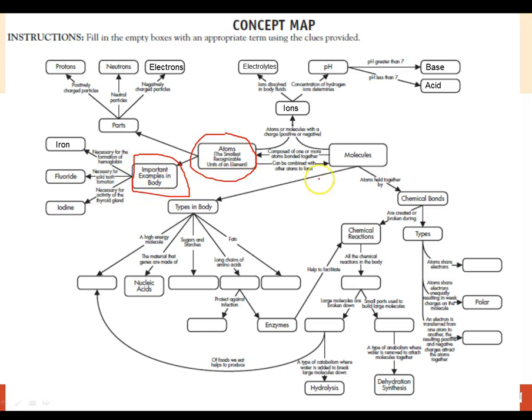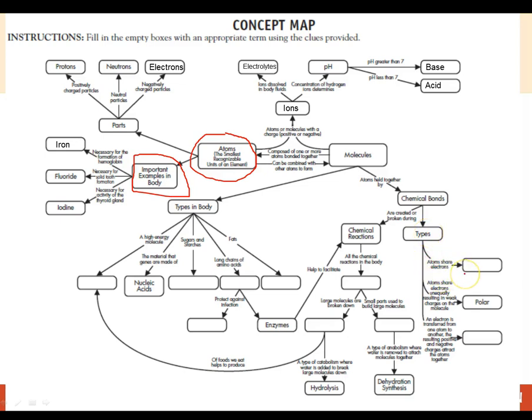Okay. Let's come back over to our molecules. So molecules, of course, are two elements or more put together. All right. Let's talk about the bonding. So atoms are held together through chemical bonds. Now, there are different types of chemical bonds.